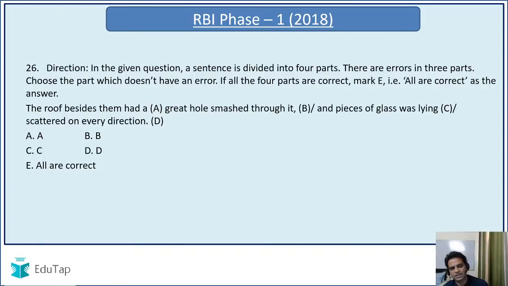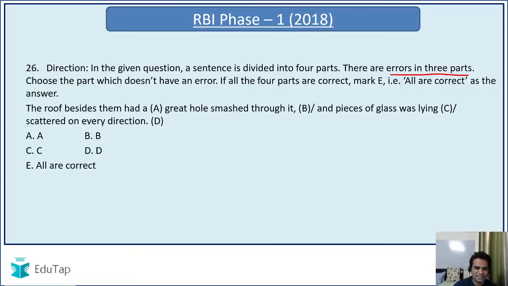Alright guys, coming to the next question. Now this was a simple finding the error in the sentence. So in the given question, a sentence is divided into 4 parts. There are errors in 3 parts. Now guys, listen to this carefully. There are errors in 3 parts. Choose the part which does not have an error. If all the 4 parts are correct, mark E. All are correct as the answer. So you have to find the correct part in the sentence.